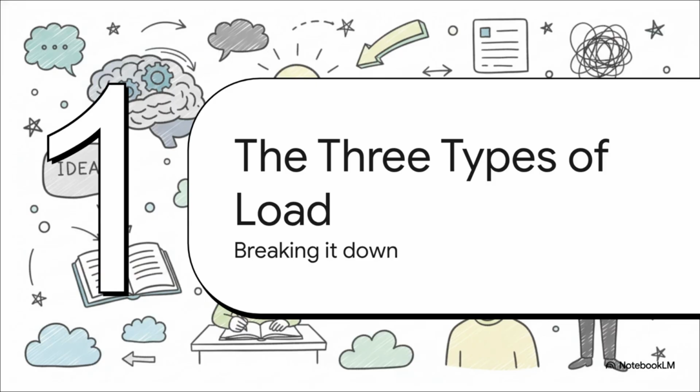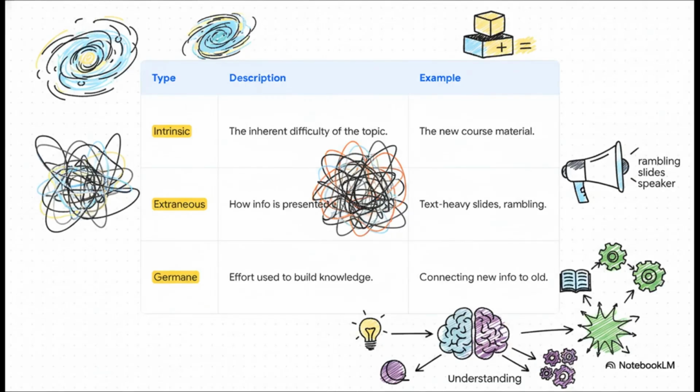So, to get smart about this, the theory breaks down all that mental effort into 3 different types. And once you know these, you'll see exactly what went wrong in that terrible lecture we talked about. Okay, first up is intrinsic load. This is just how difficult the subject is. Learning to count to 10 is low intrinsic load. Learning quantum physics, that's a high intrinsic load. Simple enough.